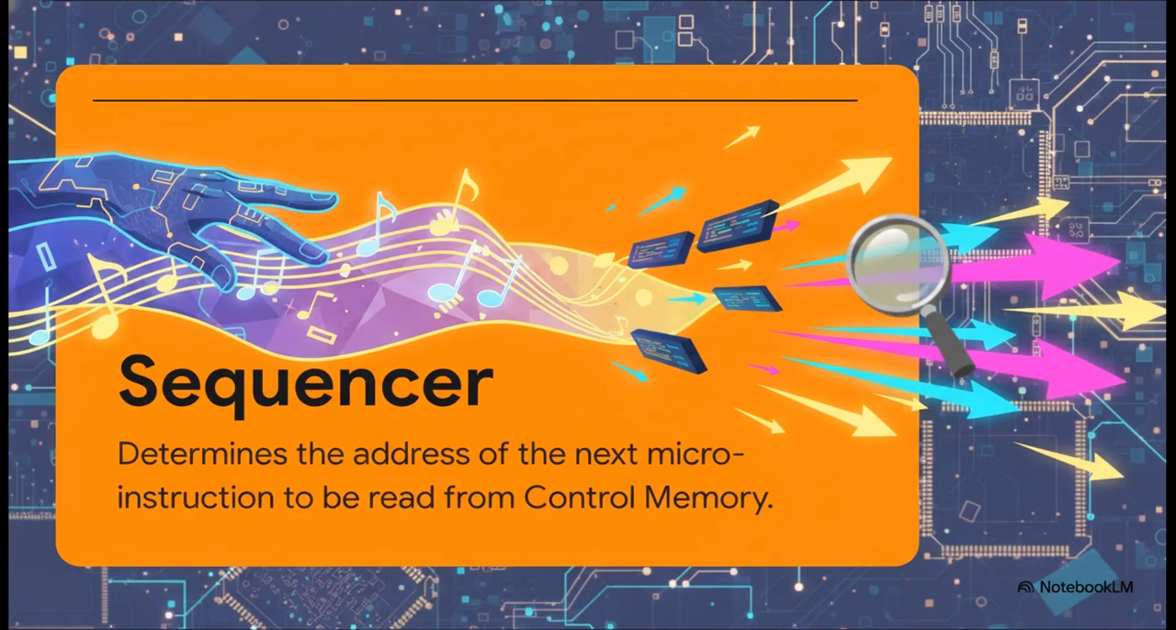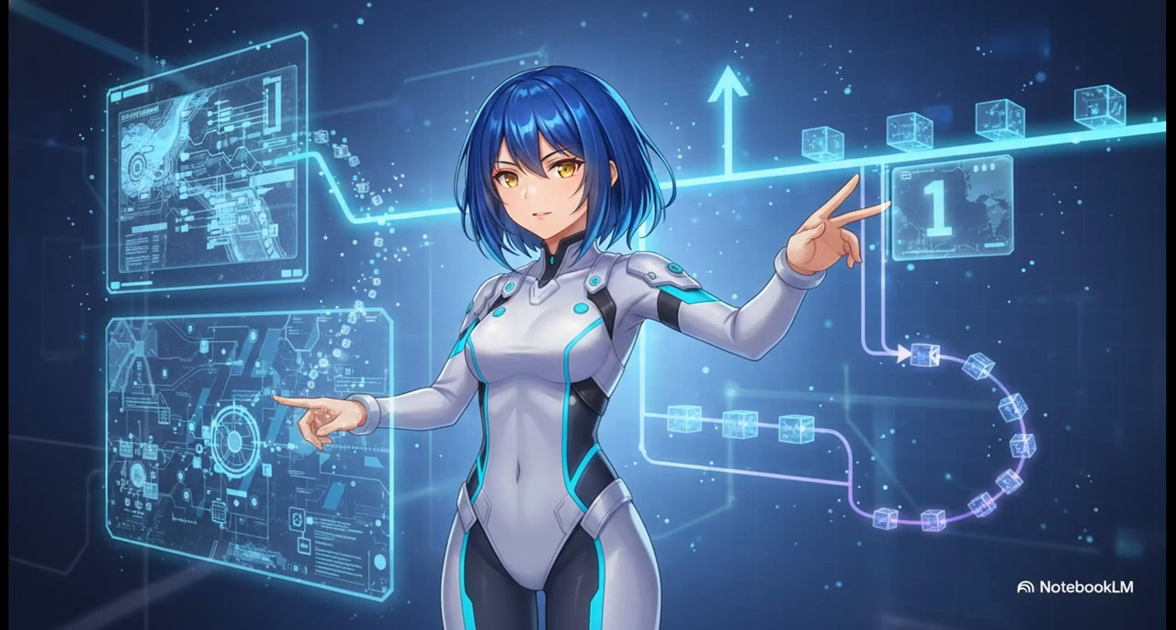Okay, so we've got our script, the microprogram, sitting there in the control memory. But what's actually reading it line by line? That's the job of the sequencer. Its only job is to figure out the address of the very next micro instruction to run. It's the little guy who's constantly turning the page of our sheet music, keeping the performance moving forward. But this sequencer is way smarter than just reading line 1, then line 2, then line 3. It's got some real logic built in.